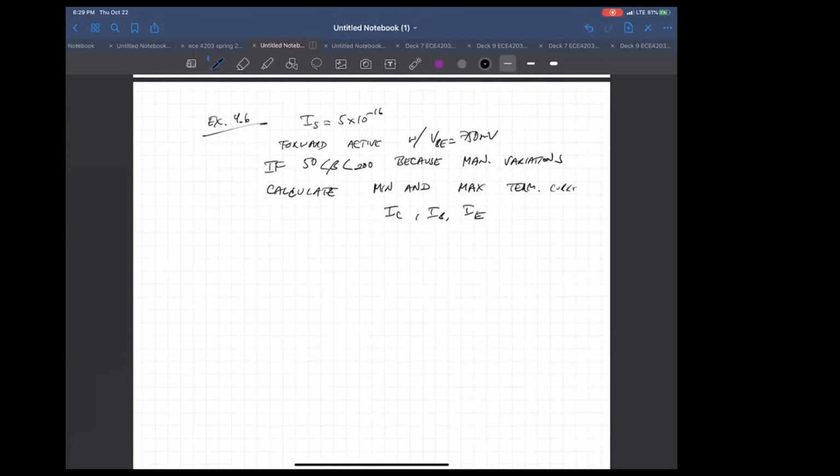Sure. So as a hint, step one is use your equation, calculate I sub C. And then step two is using I sub C and beta to calculate I sub B. And step three, use I sub C and I sub B to calculate I sub E.